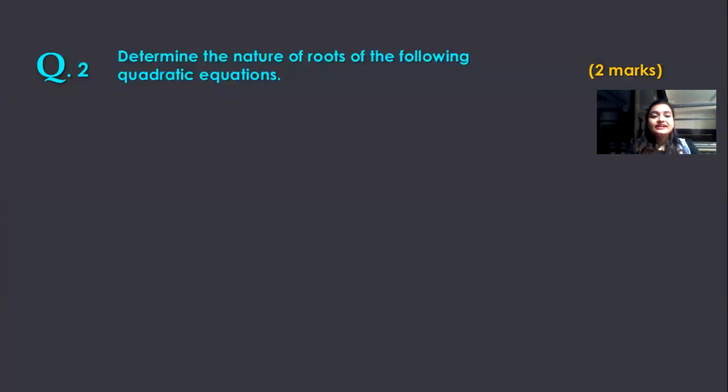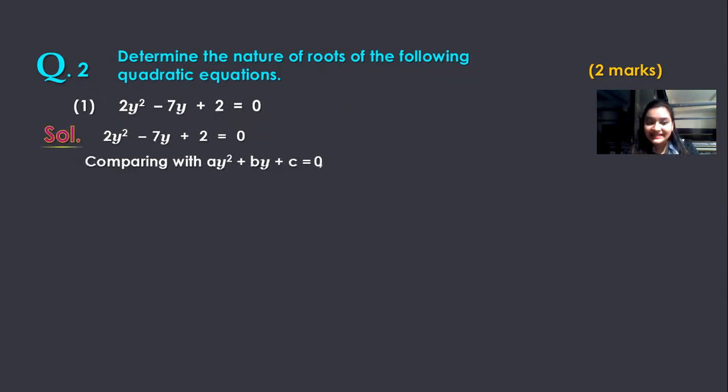Next question. Determine the nature of the roots of the following quadratic equation. For that, you require the answer for b square minus 4ac. Over here, I have the equation given. And guys, to determine the nature, I need the discriminant that is b square minus 4ac. And for that, first of all, I need to compare the equation with the standard form, a y square plus b y plus c is equal to 0. As per this, a is 2, b is minus 7, c is 2.